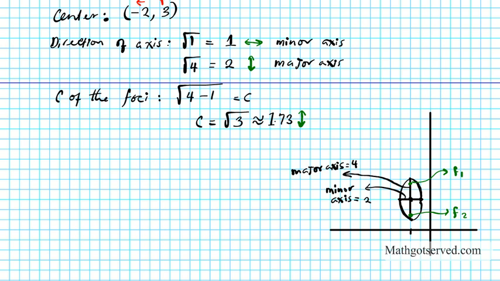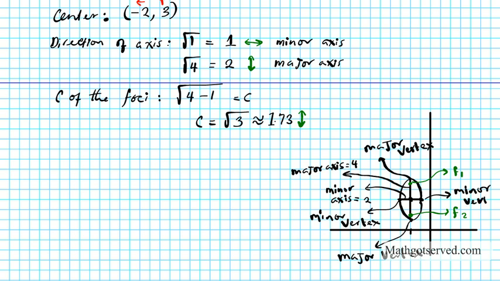Now, on the top here, this is the major vertex, because it lies at the end of the major axis. And this down here too is also a major vertex. Now, this point over here is a minor vertex. And then this other point right here is your second minor vertex. And then last but not the least is the center. So there goes your center.